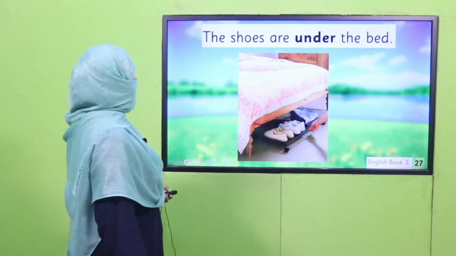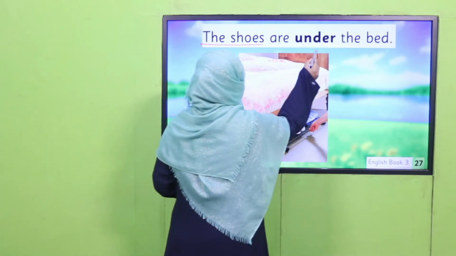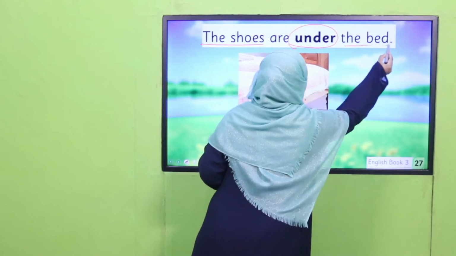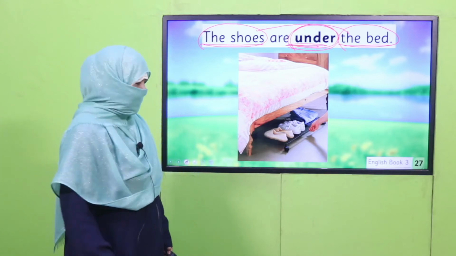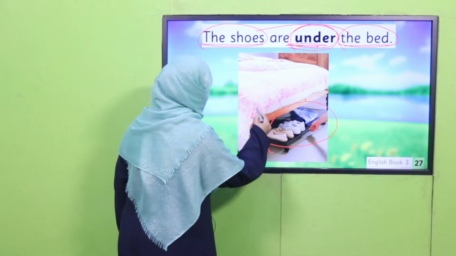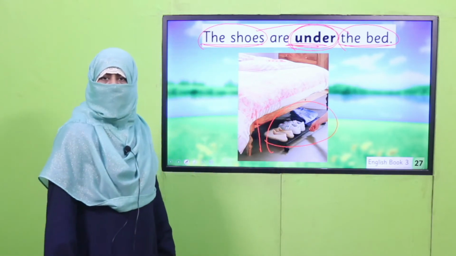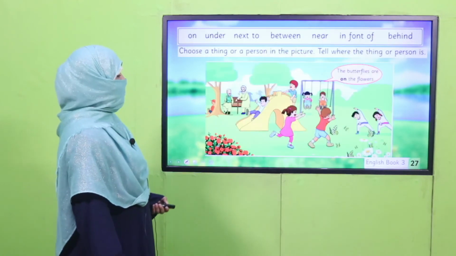The next example is the shoes are under the bed. Now, the shoes, it's a noun. The bed is a noun. And what is their relation? The shoes are under the bed. This preposition is telling the position of shoes in relation to the bed. Okay? All right. So it's time for practice.